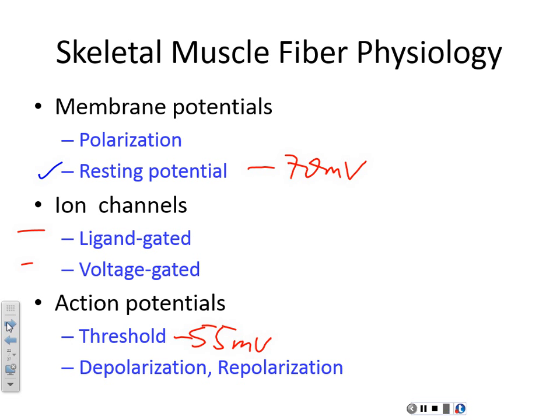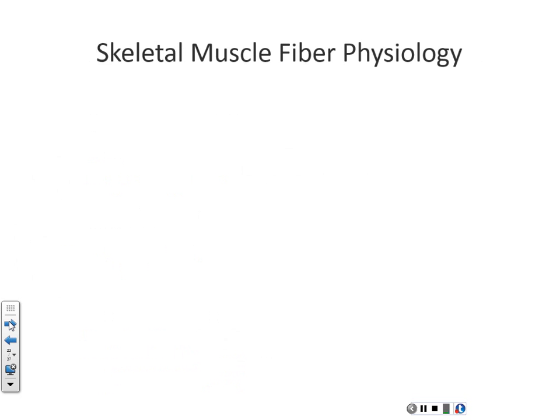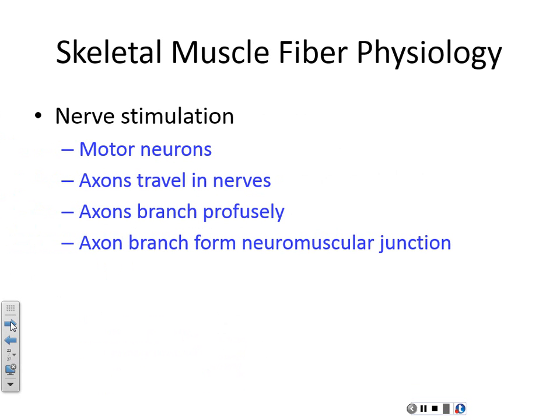Depolarization occurs if you reach minus 55, which is brought about by ligand-gated channels. Then the voltage-gated channels take over after that, and they take us through depolarization to plus 30, and then repolarization back down to rest. Repolarization happens when potassium ions move out; in depolarization, sodium channels open and sodium ions move in. This is important because nerve stimulation is done by motor neurons. They cause the muscle to contract, so it's a motor activity.